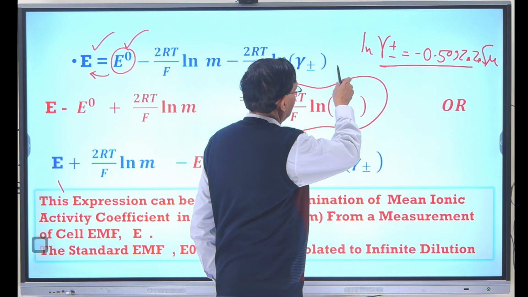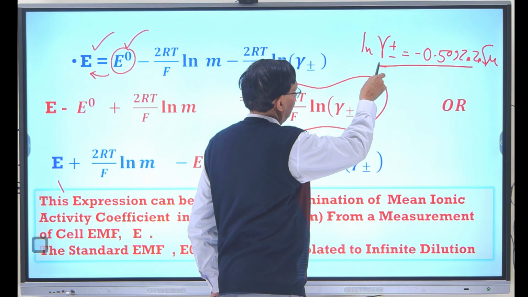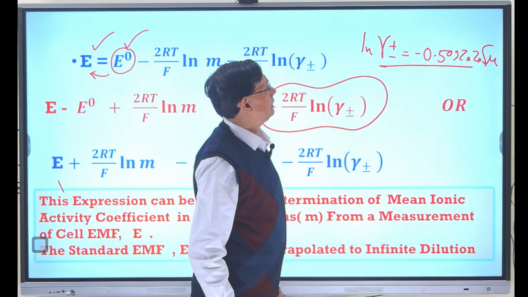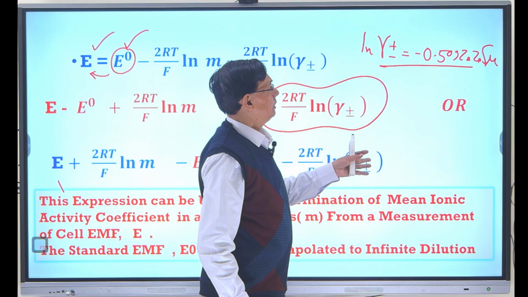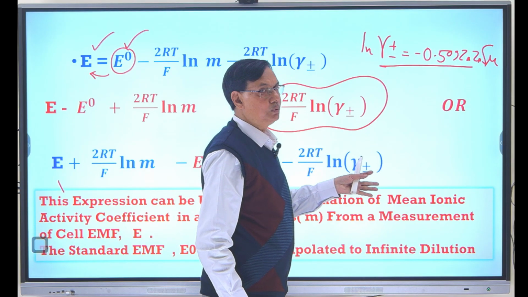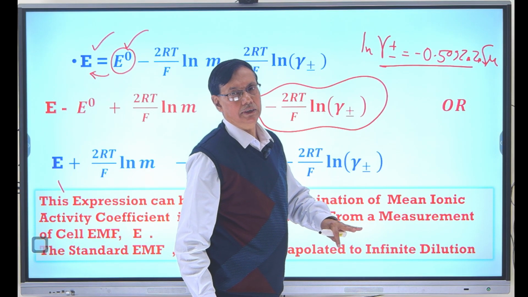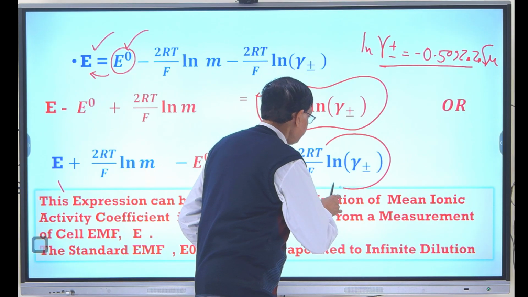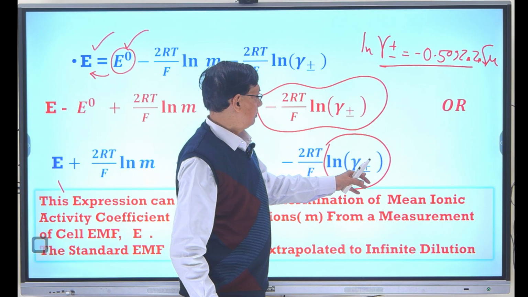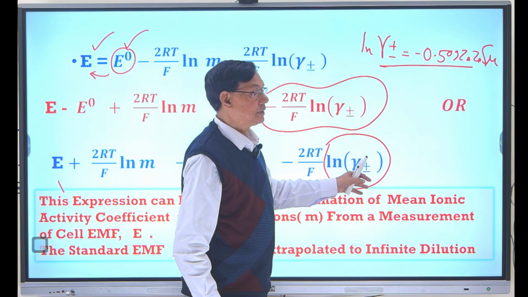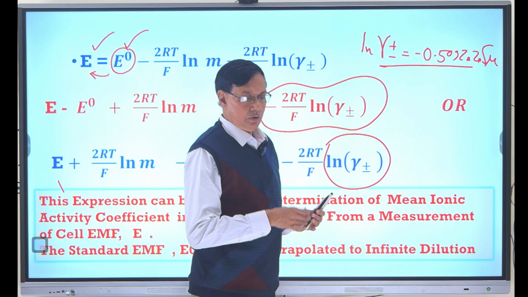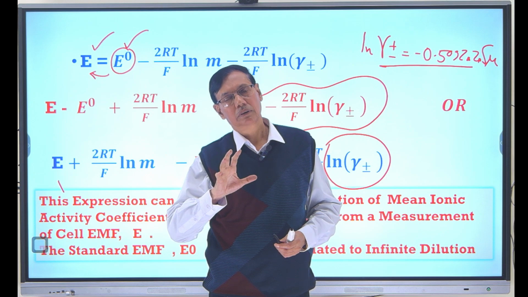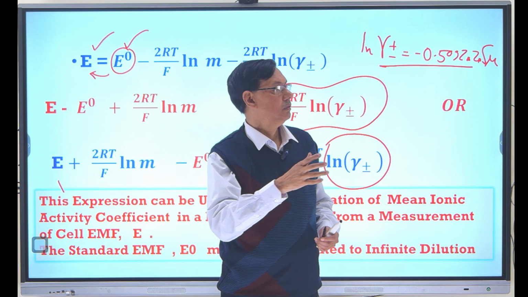So, or even I can write it like that: minus natural log of gamma plus-minus is equal to 0.5. It is a constant value for a univalent electrolyte. Solvent is water, temperature is 25 degrees centigrade. So I can substitute the value of natural log of gamma plus-minus.